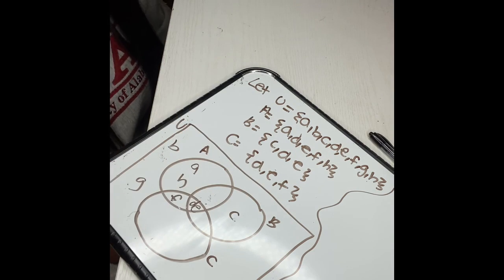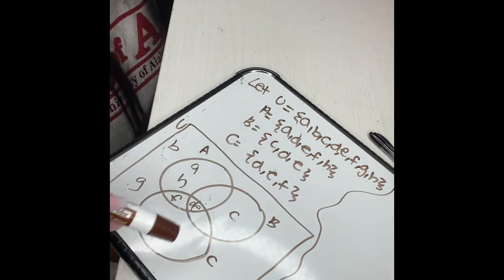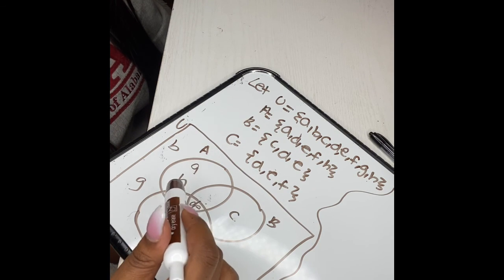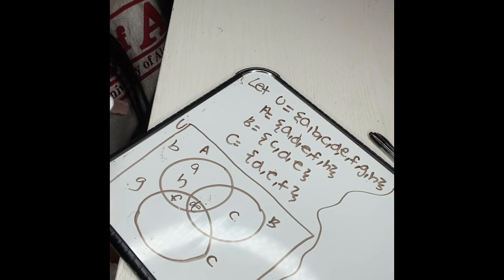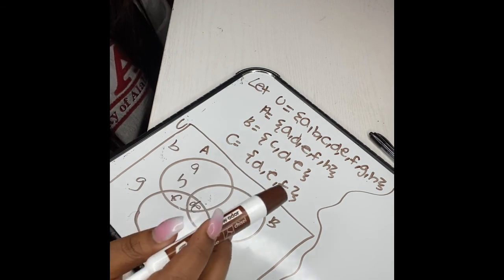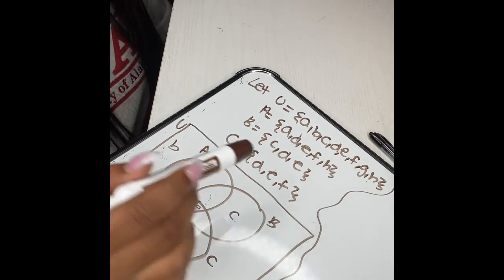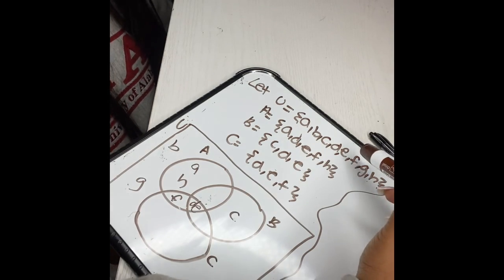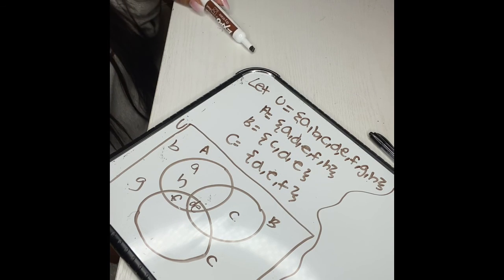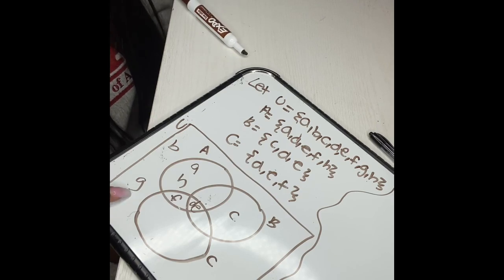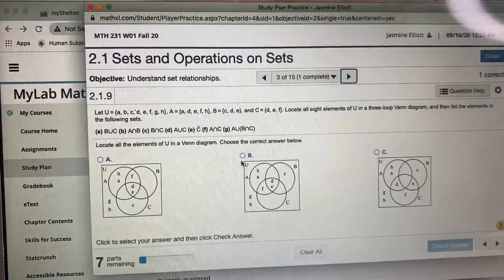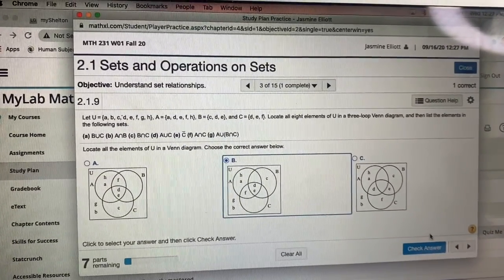Same with E. It will be in the middle because it has every single one of the sets inside of it. F will be in A and C because it's in the union as well. H will be in only A, given that it's only in U and A, and G will only be in the union, given that it's the only one that has it. With that being said, you come back to the computer, and B will be your final answer.